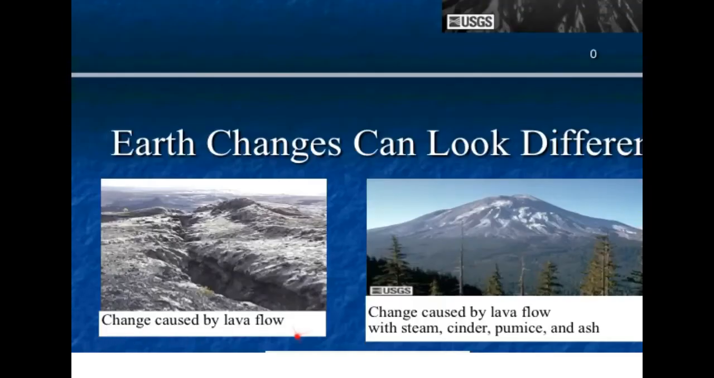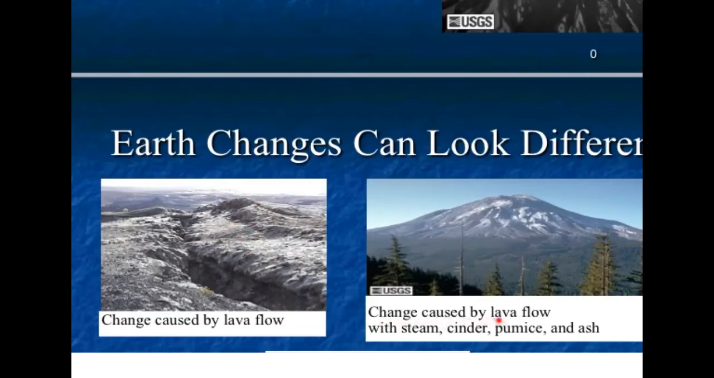Okay, you can have change caused by lava flows. You can see where the lava was flowing over the surface. And you can see what the land looked like underneath, and then this new landform that formed where the lava has flowed over it and hardened after it cooled off.